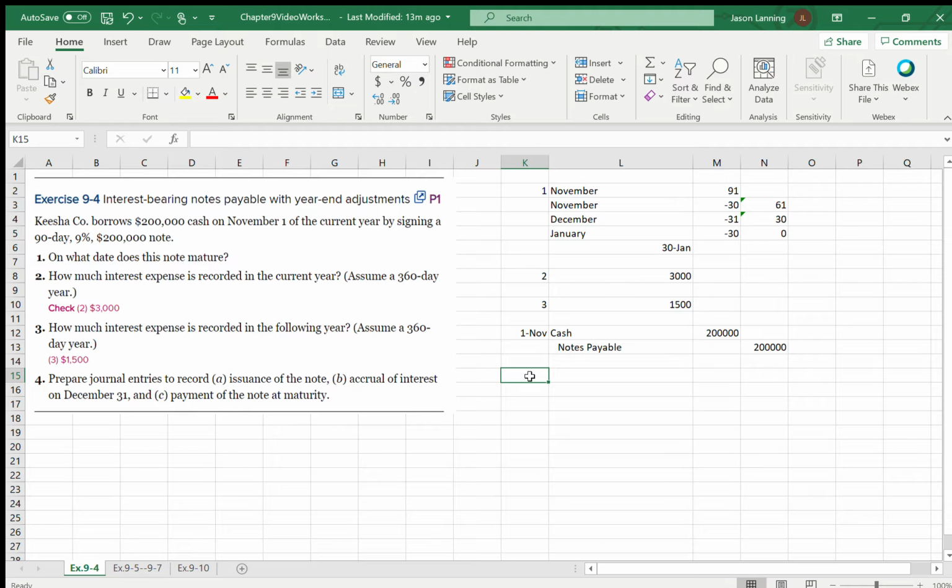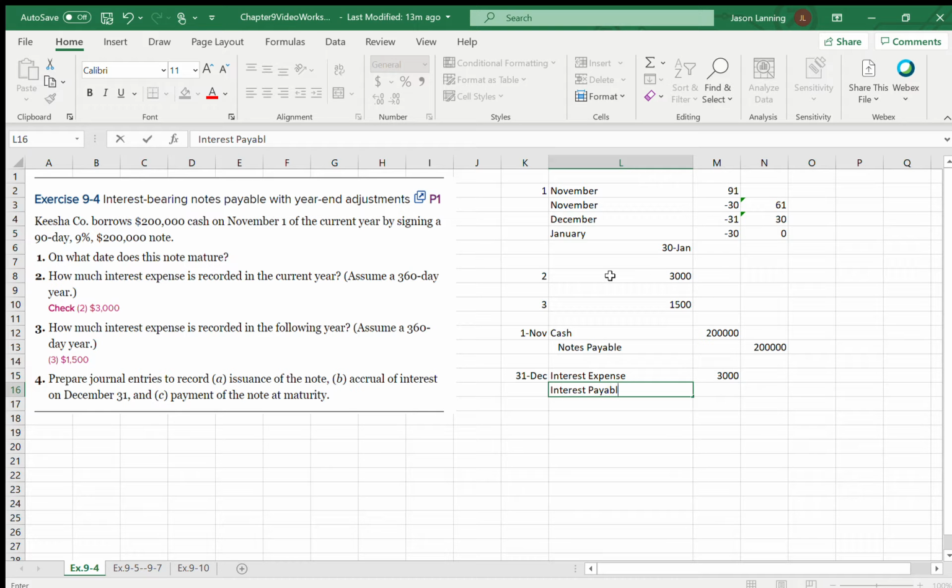That's the issuance. The accrual of interest on December 31st. So this one we would have 12/31. And remember, we calculated $3,000 of interest here. So we would have an interest expense for the portion of the current year of $3,000. And we're not paying this yet. We won't pay this until maturity comes. So this is interest payable, meaning we owe this money. So that's our entry for the end of the year.